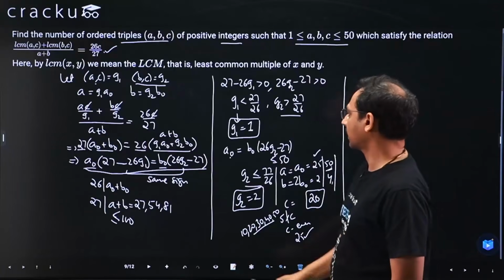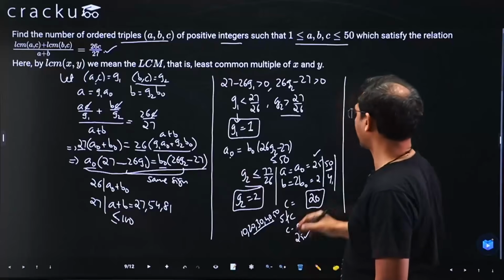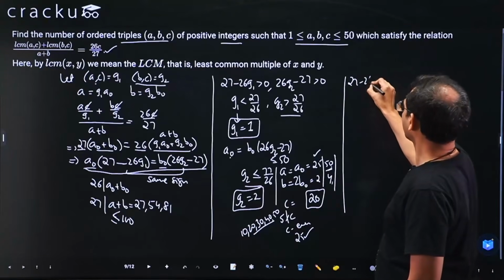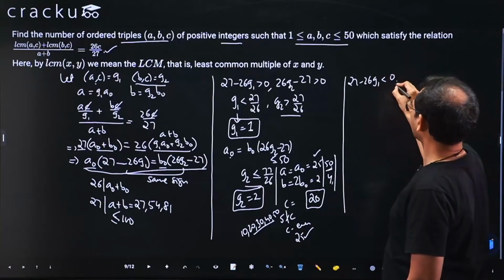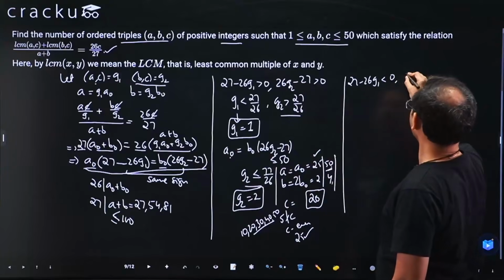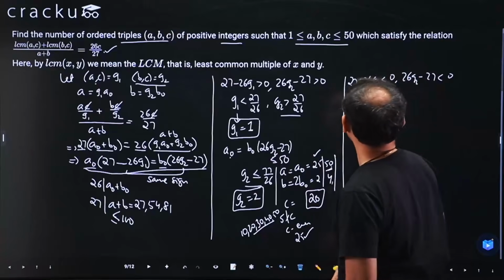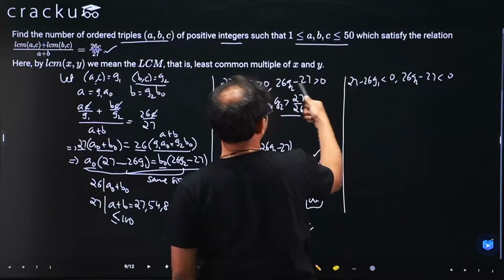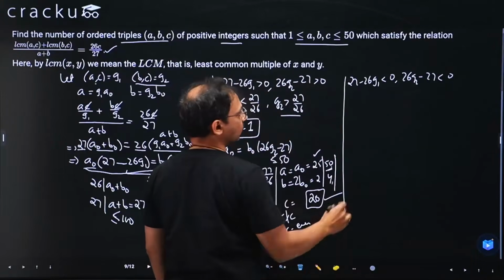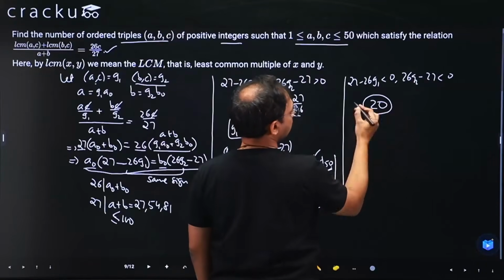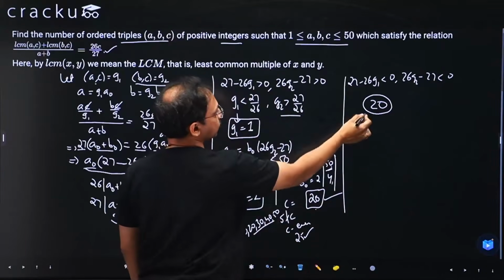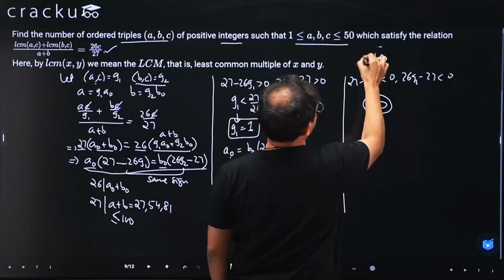Similarly, I can look at the case when both are negative. 27 minus 26 G1 is negative and 26 G2 minus 27 should be negative. If you observe, it has the same structure. So here if we got 20 solutions, here also we'll get 20 solutions. The total number of solutions is 40. That's the answer.